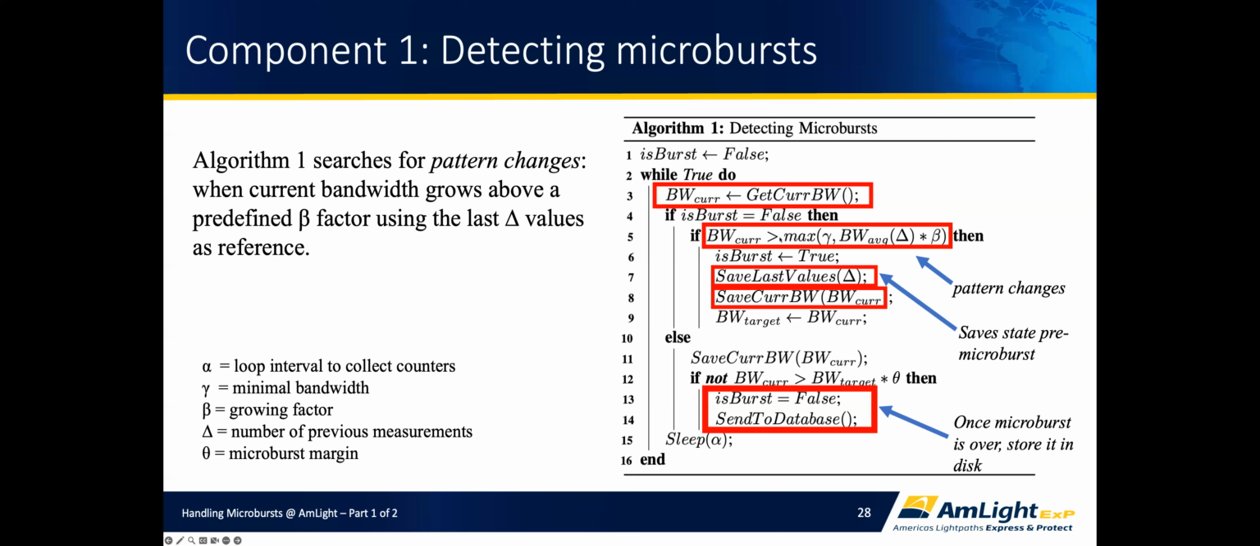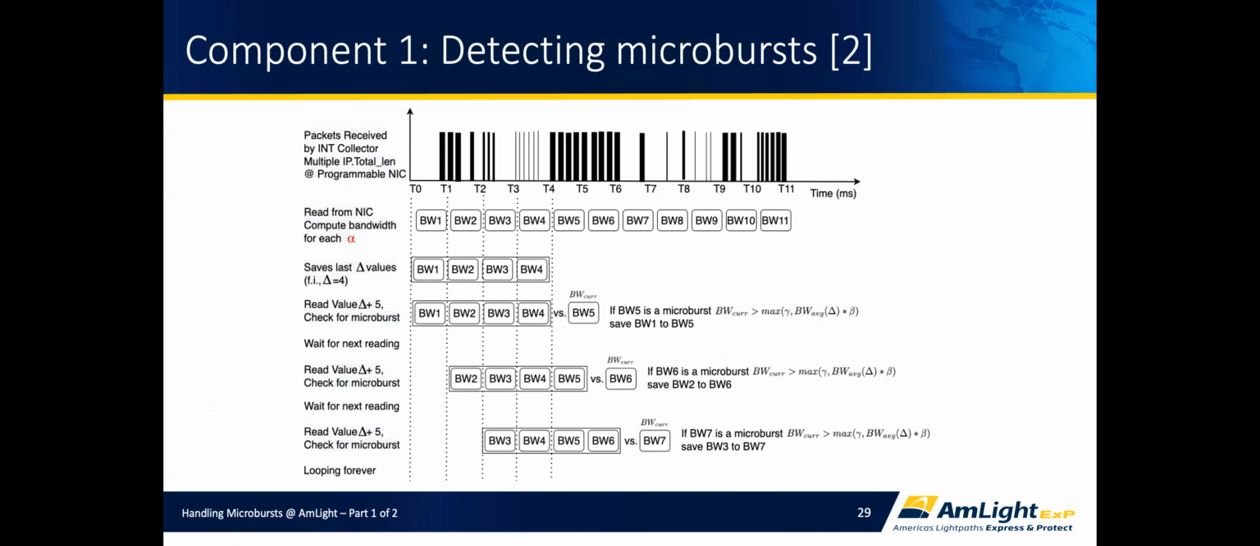So this is the logic for us to consider a pattern change. We save not just the beginning of the microburst, but also everything that comes before, so we can see if it's growing little by little or if it's a subtle change. And we also save what comes after. It's not in the algorithm here, but we save the next one after the microburst is over. That's good for troubleshooting.